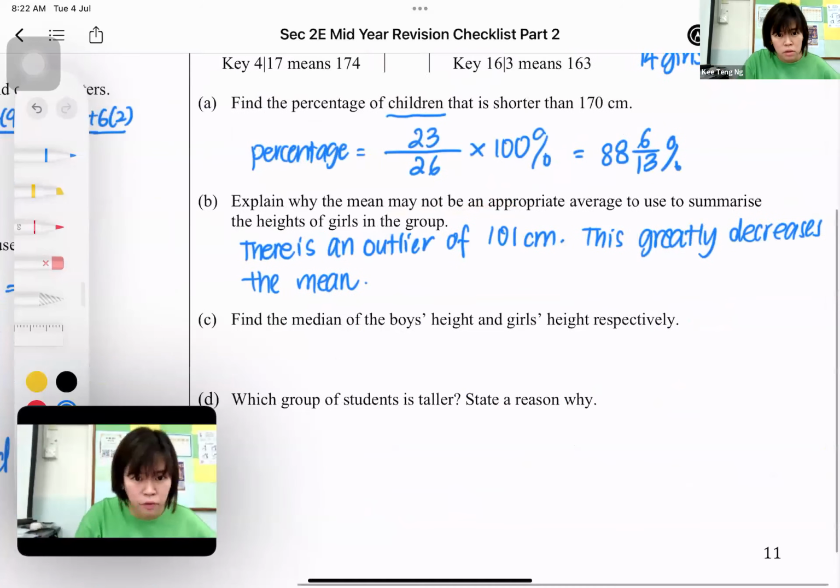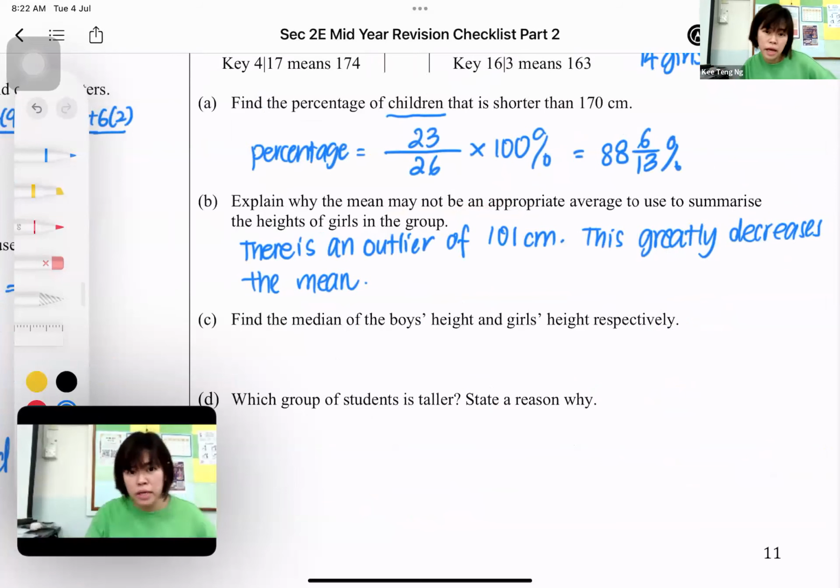Stop for a while. Okay, so I was saying that there's actually an outlier of 101 cm. This greatly decreases the mean. Therefore, the mean will not be an appropriate average to use as the height for the girls, right? Okay, so for the outlier, please state the value of the outlier itself.